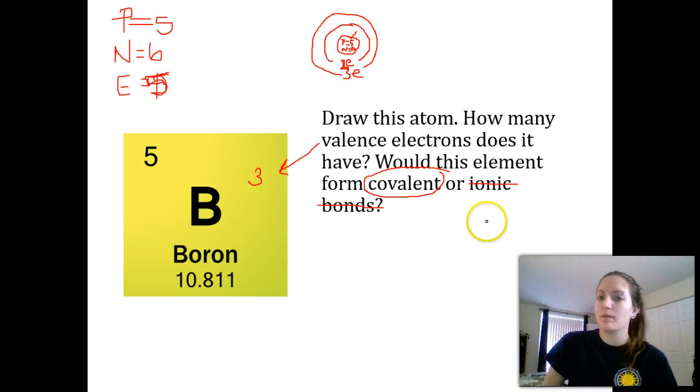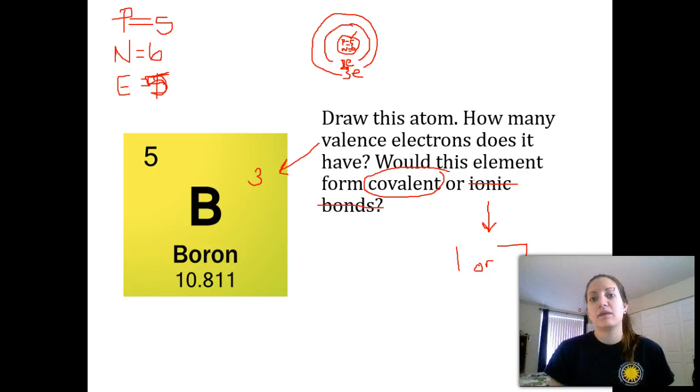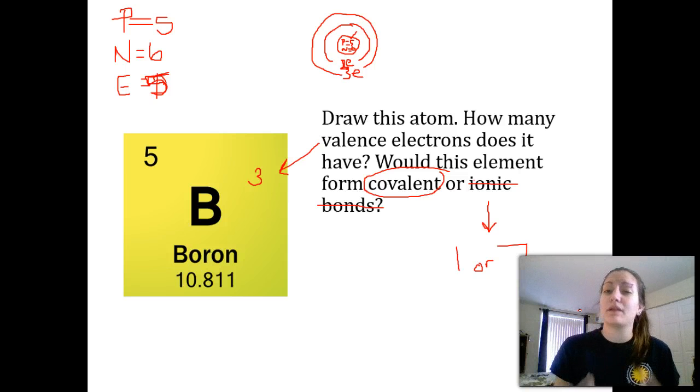So the rule of thumb for ionic bonds is if it has 1 or 7 valence electrons, then it would form an ionic bond. It either needs to lose 1 electron or gain 1 electron. Losing or gaining 1 electron, pretty easy. Losing 3 or gaining 5, really, really difficult.